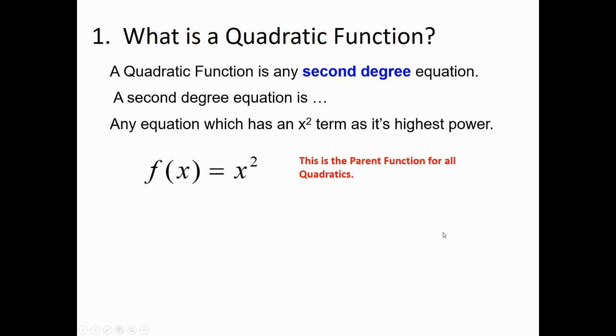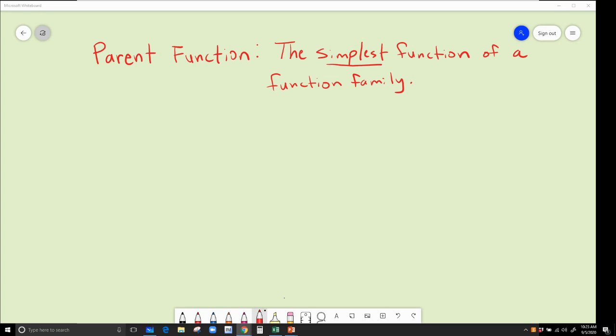All right, this is called the parent function for all quadratics. So let's talk about what a parent function even means. Okay, a parent function. So what is a parent function? Let's talk about that for a second. A parent function, and you should put this in your notes, and this should be a term that you're familiar with. The parent function is the simplest function of a function family.